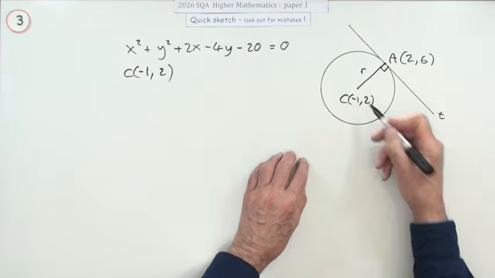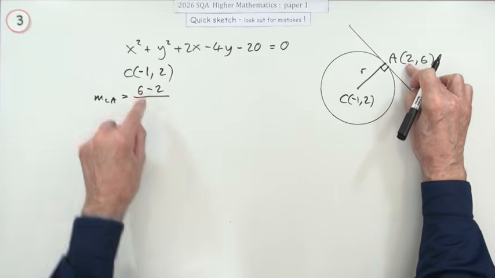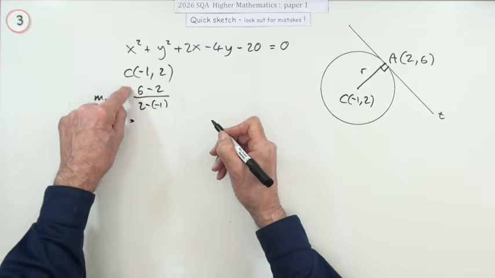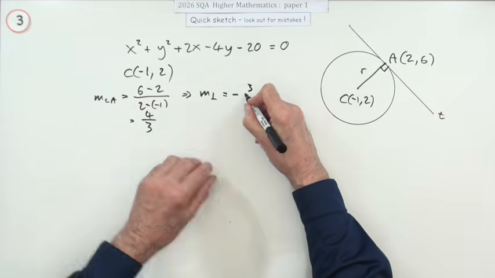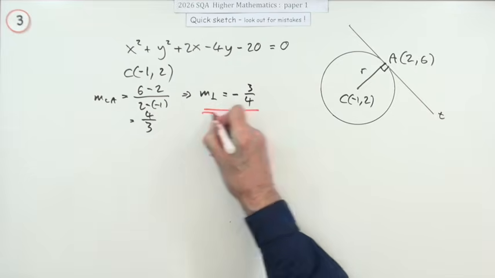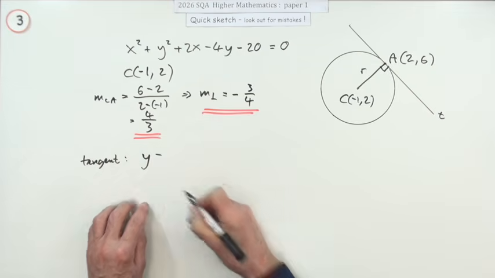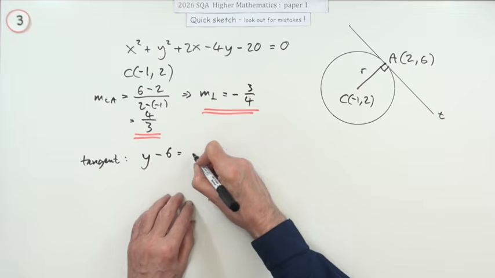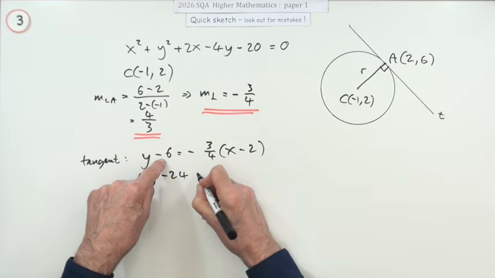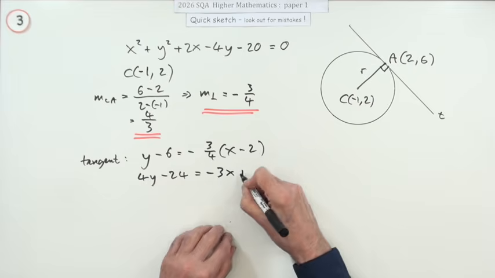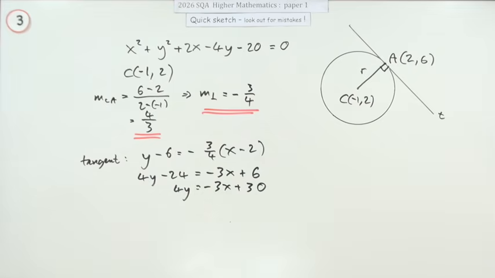The tangent is at right angles to the radius. Get the gradient of that radius CA, difference in the y's, difference in the x's. Tidy it up. That means the gradient of that one will be the negative of the reciprocal. There we go, so far so good. Now pop it into y minus b. So y minus the y coordinate is the gradient times x minus the x coordinate. Bring the 4 across, leave the negative with the 3, multiply it out, but put the two numbers together. So -3x plus 30, done.